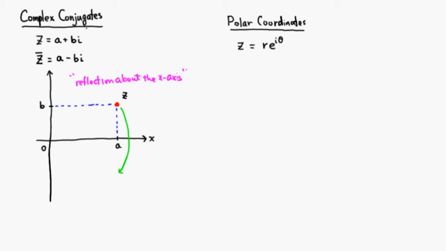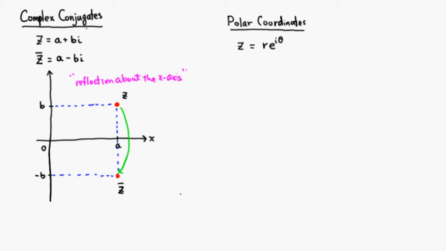So here we have negative b. The real part stays the same, so it's going to be right here. So this is going to be z bar, the conjugate of z. In a rectangular coordinate system, this is just a reflection about the x-axis.